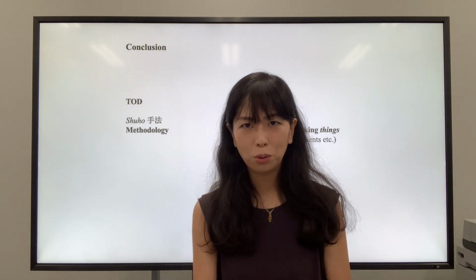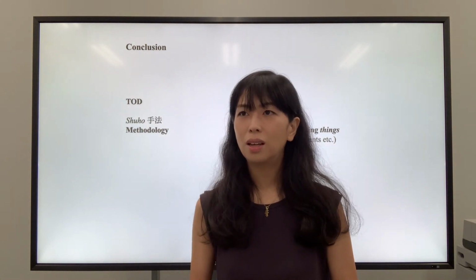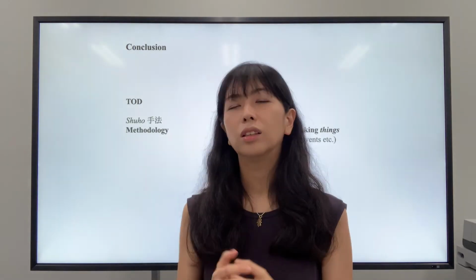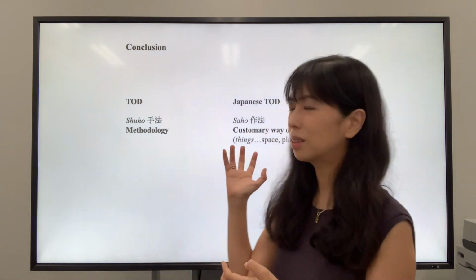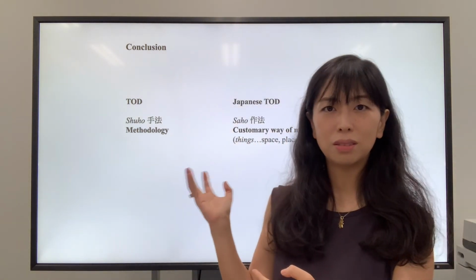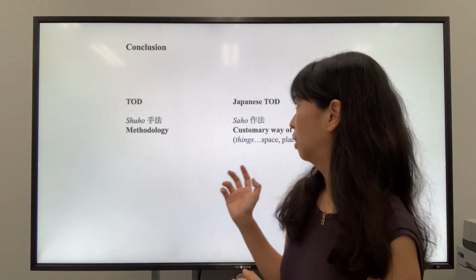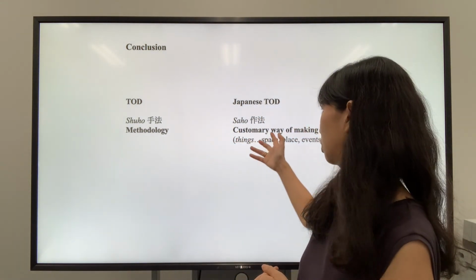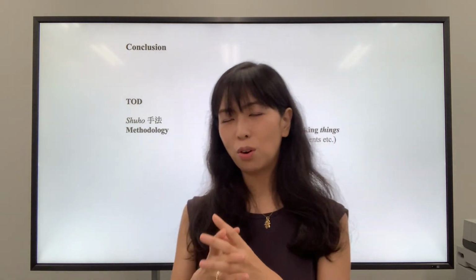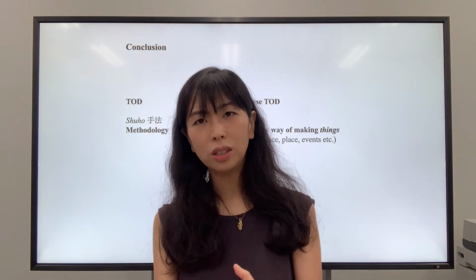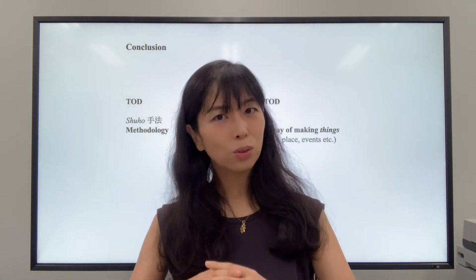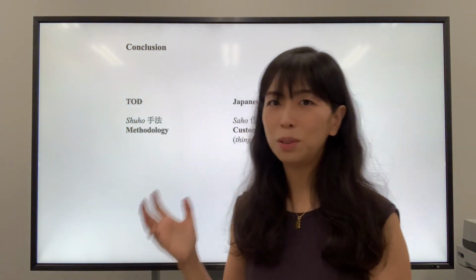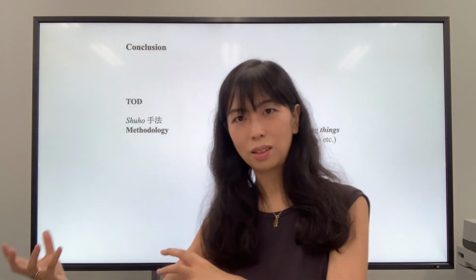It's a bottom-up approach, and I think this kind of thing cannot be developed very fast. So if you're intending for very fast development, of course the Japanese TOD system is not very appropriate, because the saho approach, which is the customary way of making things, involves a lot of negotiation. It's a very case-by-case development, and it's also very gradual, it takes time, and therefore it cannot be repeated from one place to another place.